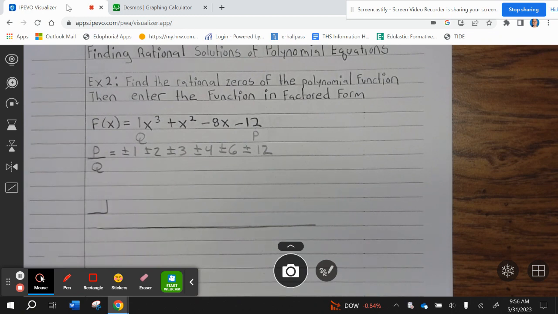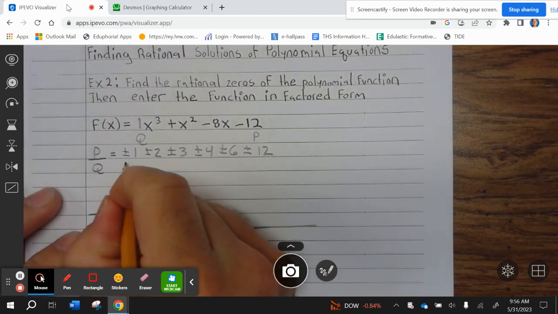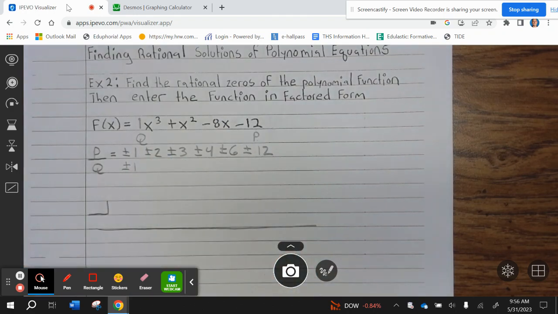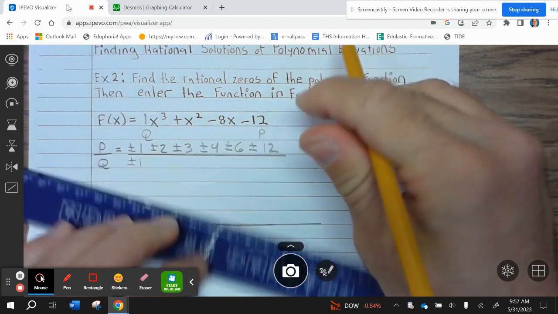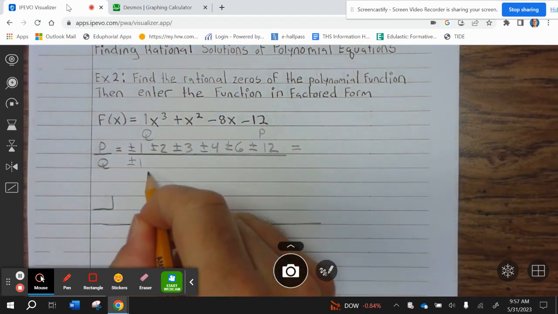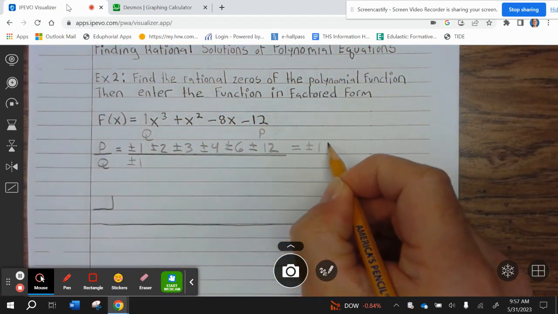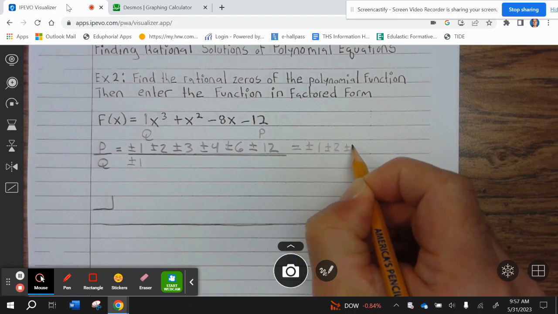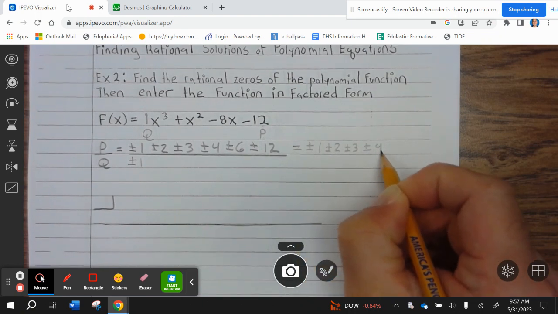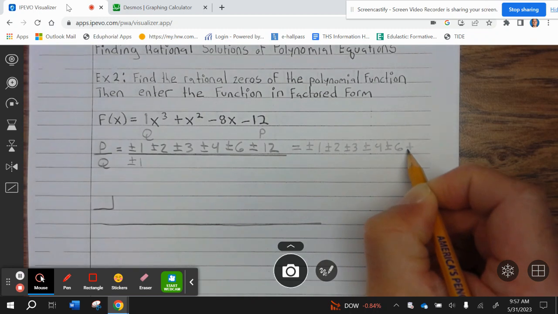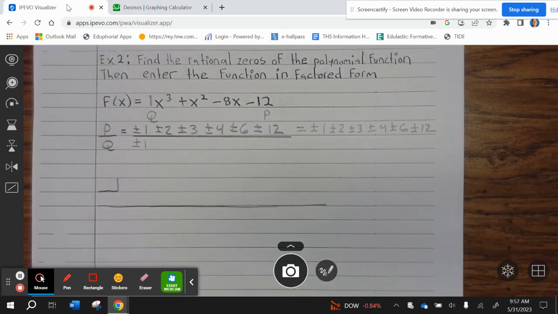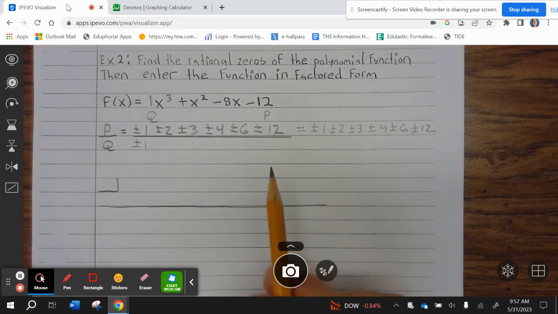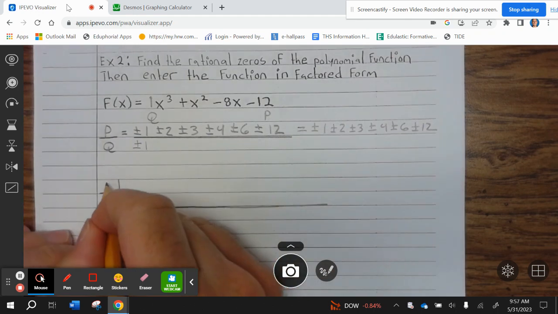And then we find all the factors of q, which are just plus or minus 1. And then we divide. Well, we're just dividing by 1, so that's just plus or minus 1, plus or minus 2, plus or minus 3, plus or minus 4, plus or minus 6, plus or minus 12. Okay? So now we're going to try each of these factors till we get a 0. So let's start with 1.